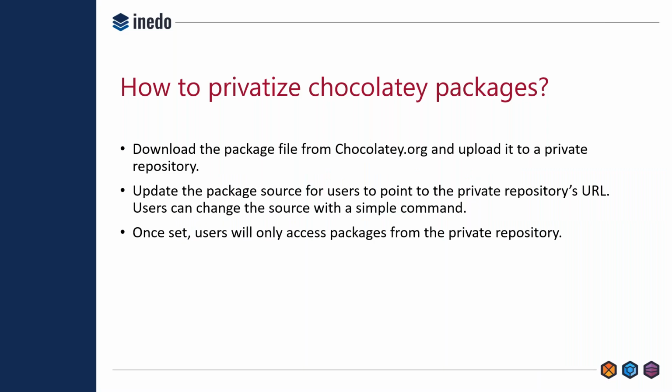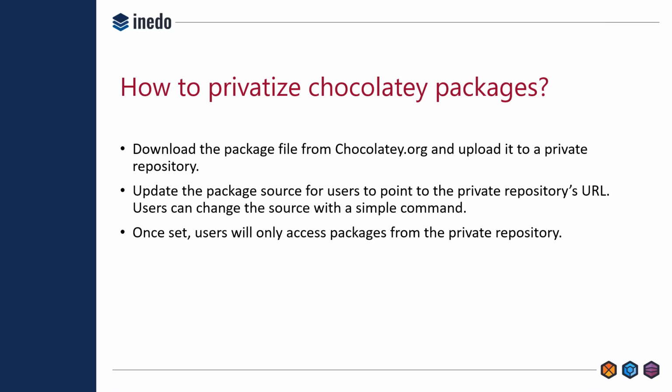So how do you privatize Chocolatey packages? Privatizing Chocolatey packages works similarly to privatizing permitted installer files to a shared drive. Just download the package file from chocolatey.org and upload it to your own repository. Users will then need to exchange the default package source from chocolatey.org to the private repository's web address. The package source is what the Chocolatey client uses to look for packages and can be changed with just a simple command. After that, users will only be able to access the packages you've privatized.